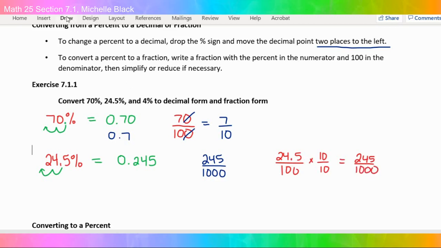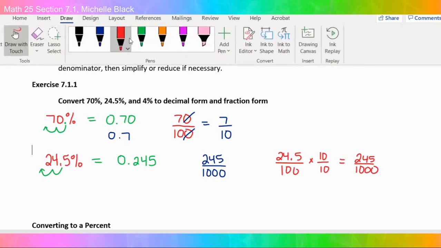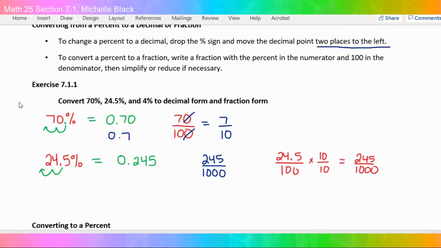Now going back to that fraction, I do need to simplify it. So we can divide the top and bottom by 5. If I divide 245 by 5, I get 49. And whatever I do to the top, I have to do to the bottom. So when I divide that by 5, I get 200.